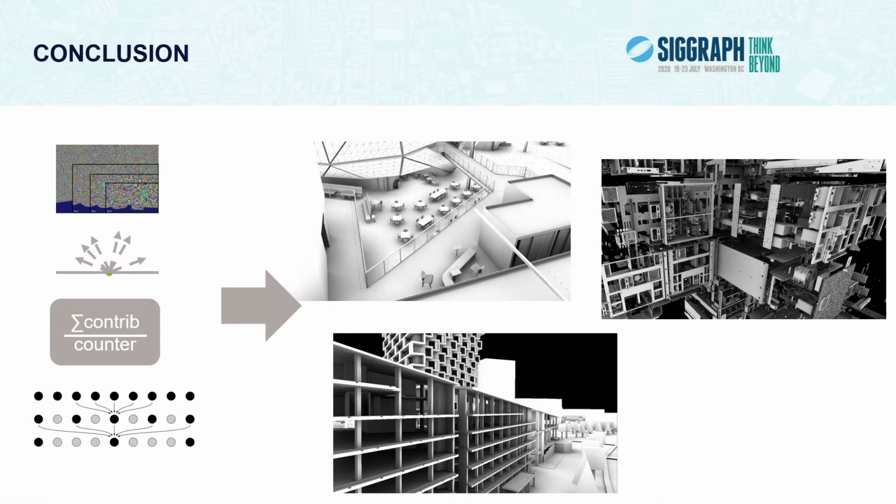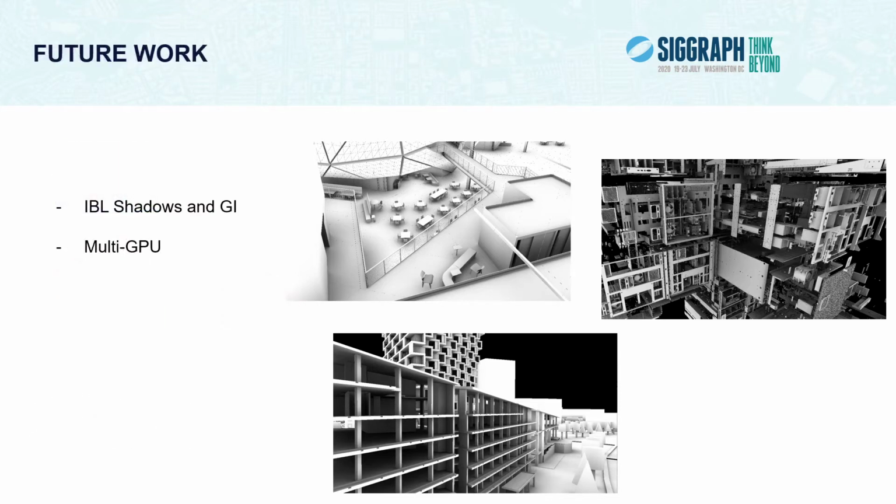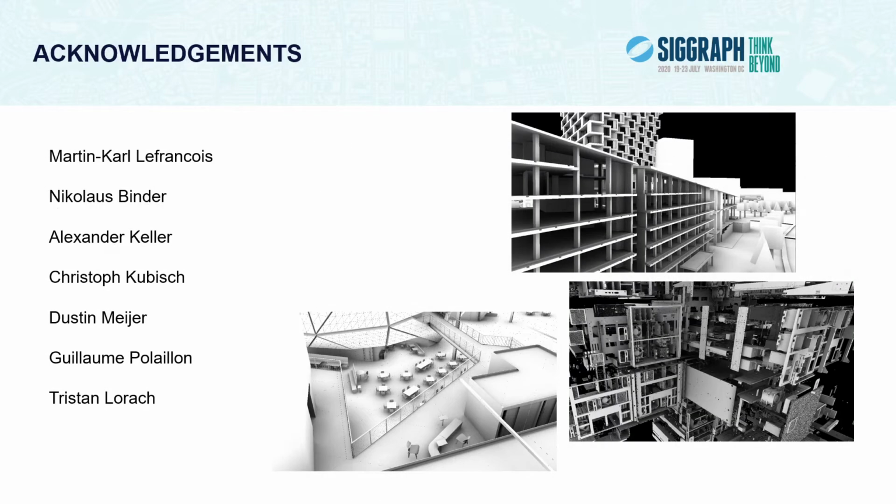In conclusion, we propose a very simple technique that allows us to compute ambient occlusion in dynamic scenes at very high frame rates using ray tracing. Future work will include the computation of IBL shadows, extending to full GI, also multi-GPU for further performance.